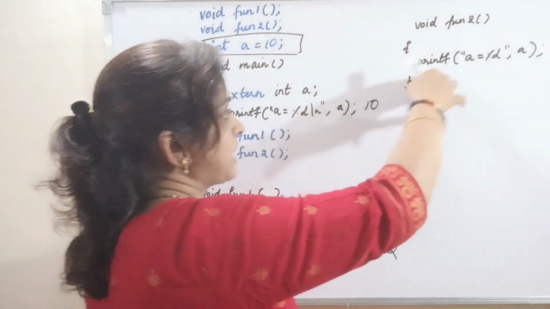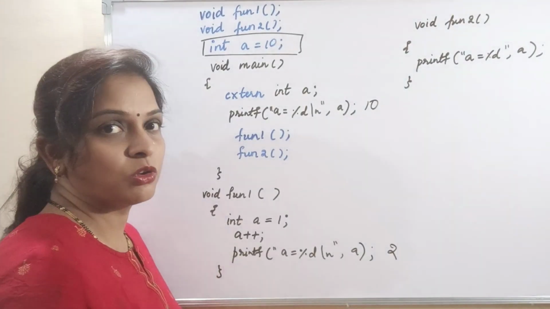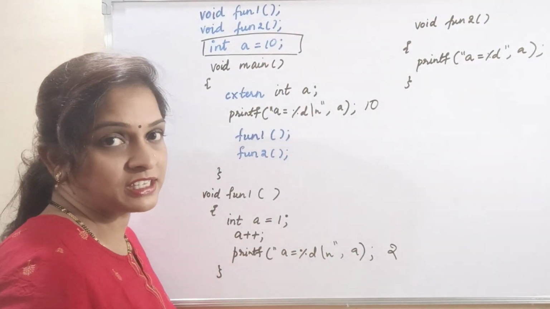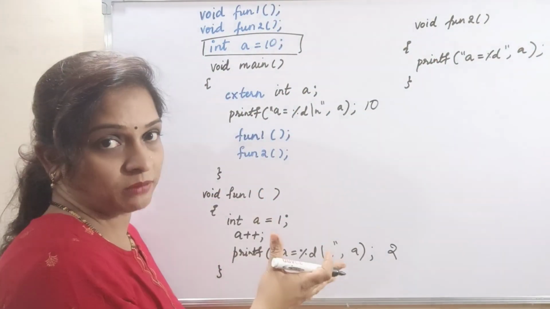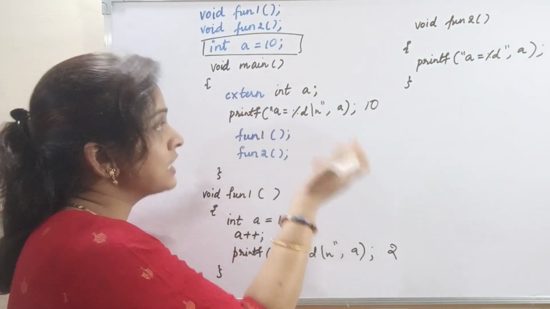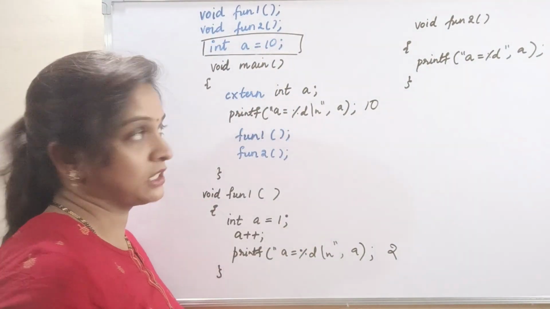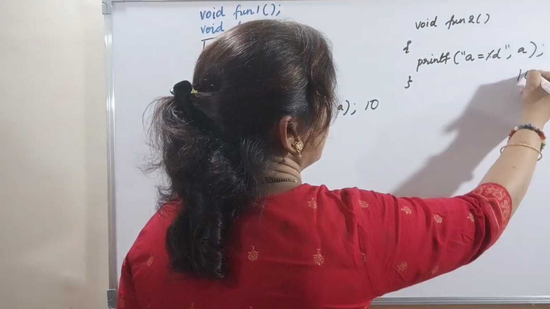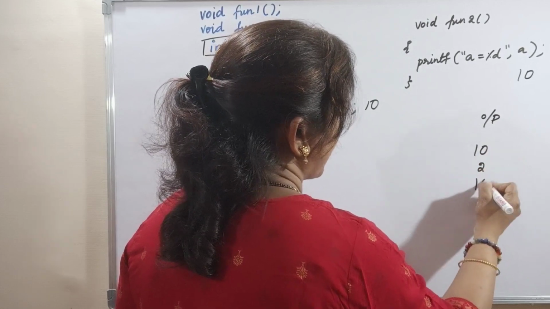But in the sub function, when I say a, and I am not writing any extern keyword also, the compiler automatically accesses this global data itself. Means to say the global data is accessible throughout the program. And extern tells the compiler that you need to refer to this initialization itself. So here I'll get 10, here I'll get 2, and here also 10. The output will be 10, 2 and 10.